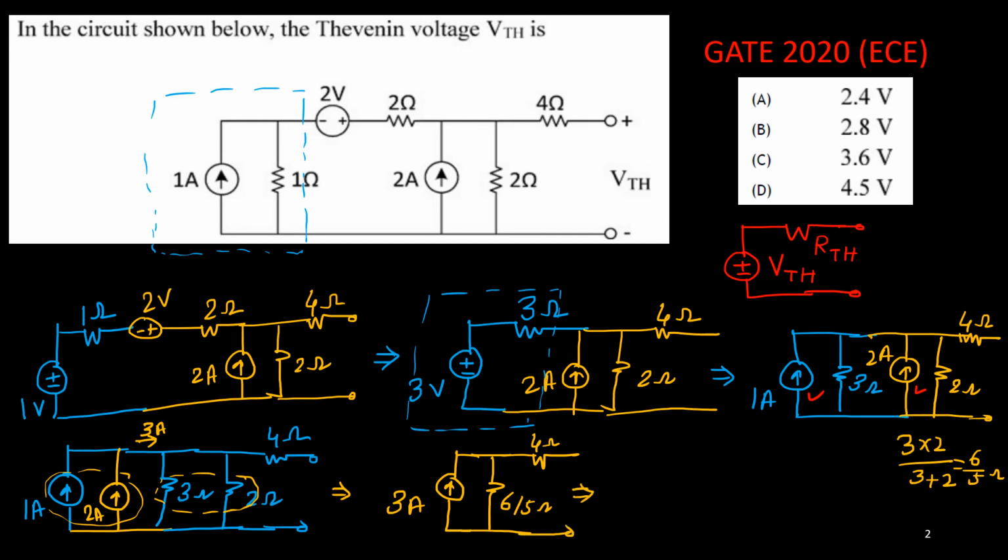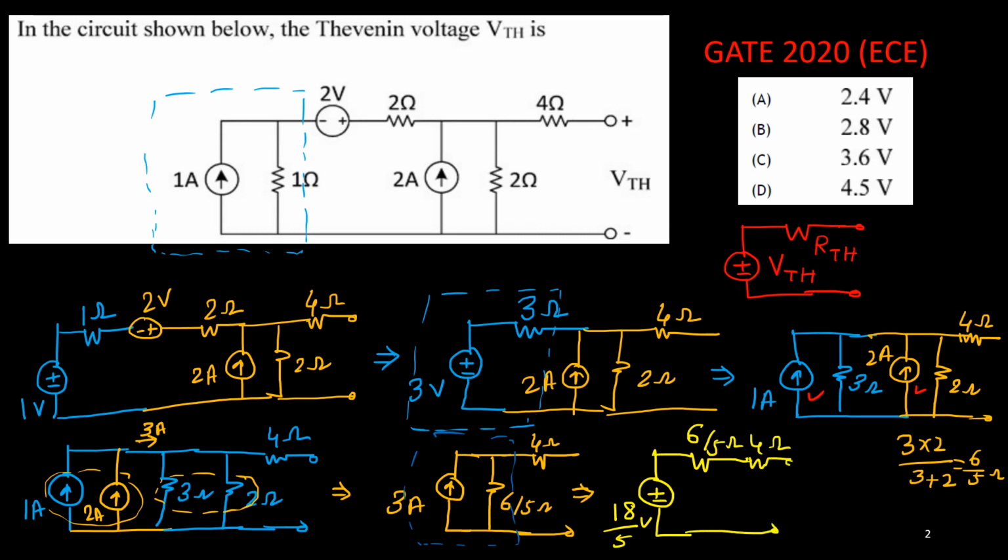Now what we'll do, we'll convert again this current source and resistance to a voltage source and resistance. Is it right? So we'll convert to one voltage source here and one resistance here. These two will be multiplied. So 3 into 6, 18 upon 5. So this is 18 upon 5 volt, and the resistance is 6 by 5 ohm, and this is your 4 ohm, right?